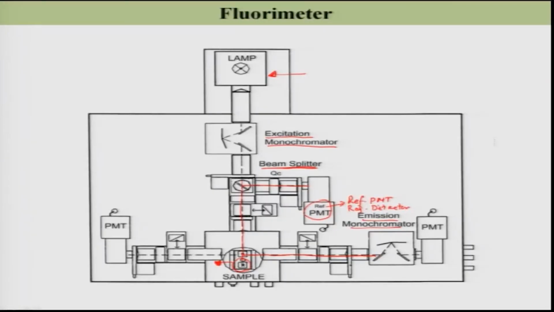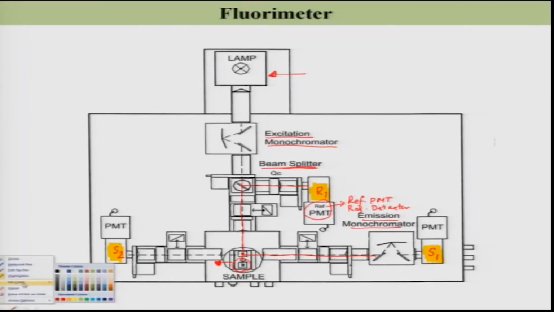Let us now name the detectors. Let us name it as S1, let us name it as R1. And it also has another detector over here for some other purpose, forget about that, let us name it as S2. So, here is my S2, here is my S1 and here is my R1, correct. Okay.